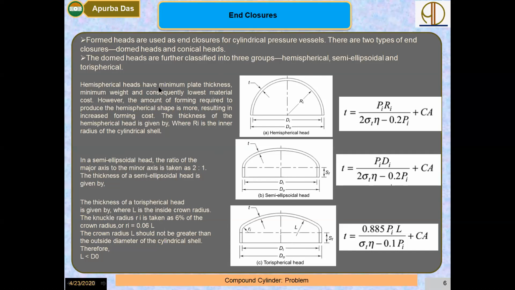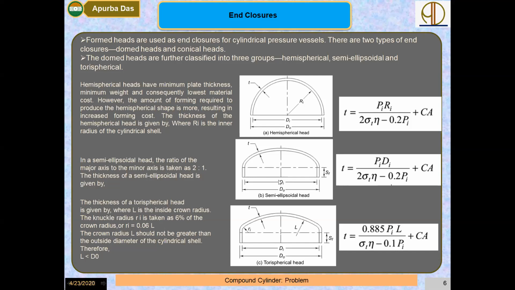So hemispherical heads have minimum plate thickness, minimum weight and considerably the lowest material cost. However, the amount of forming required to produce a hemispherical head is more, so this forming operation cost is higher, resulting in increased forming cost. The thickness of this hemispherical head is given by this formula: t is equal to Pi Ri, where Pi is the internal pressure, Ri is the radius, and C is the corrosion allowance, over 2 sigma times joint efficiency minus 0.2 Pi.